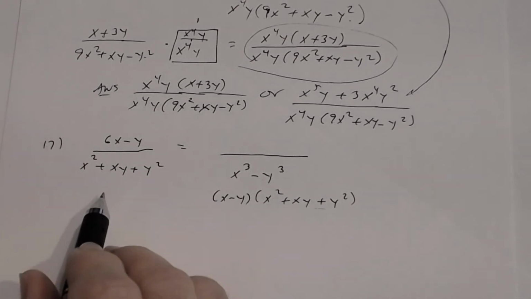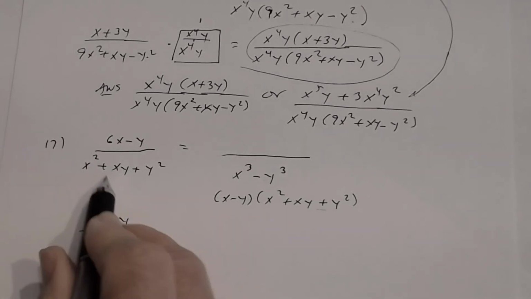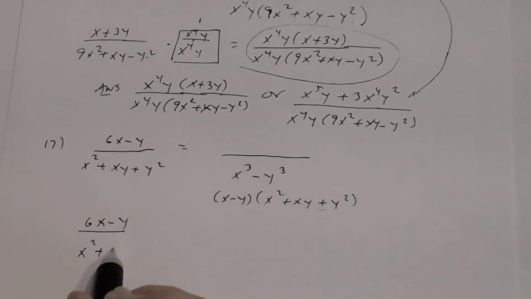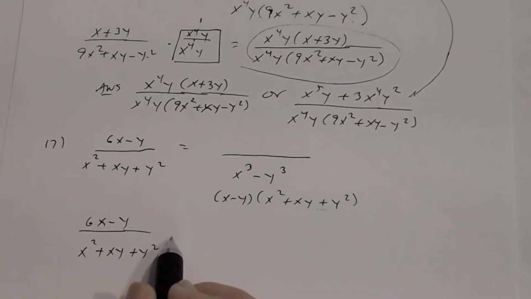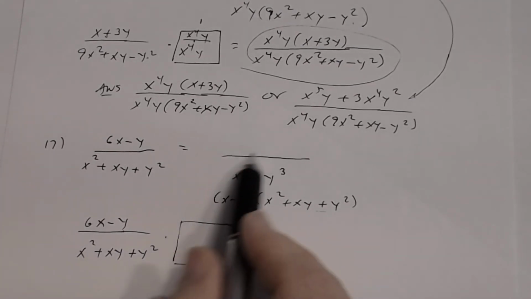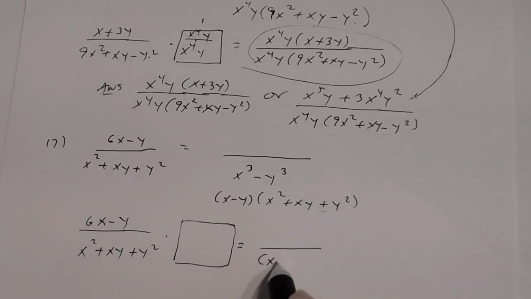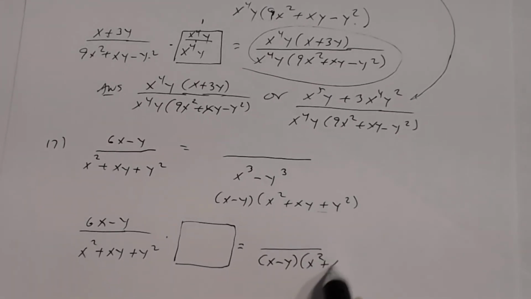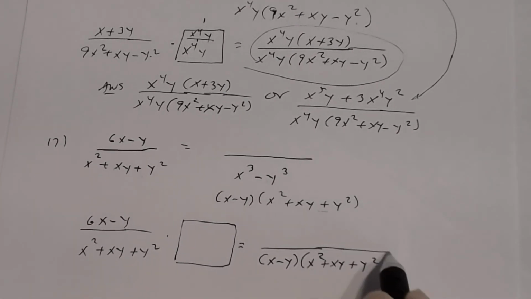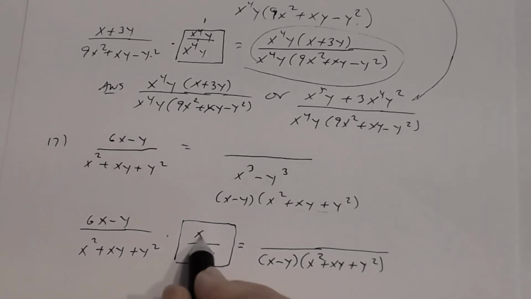So we have 6x minus y divided by this. And so my goal is to figure out what do I need to multiply both the numerator and the denominator by to get an equivalent rational expression that has this denominator. So I want this denominator. Okay? So notice this I already have, so what's missing is this one. So I got to multiply both numerator and denominator by x minus y.